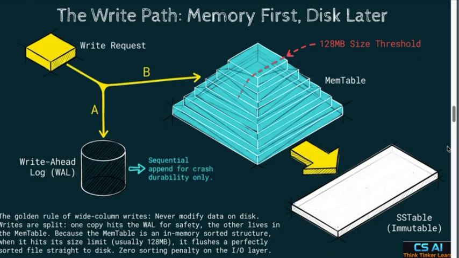Let's trace the write path. Memory first, disk later. When a write request hits, it's split. Copy A goes to the write ahead log for crash durability. Copy B lives in an in-memory sorted structure called a memtable. Once that memtable hits a size threshold, usually 128 MB, it flushes a perfectly sorted file straight to disk. Because it was already sorted in RAM, there is zero sorting penalty at the I/O layer. The disk just receives a clean, immutable block.